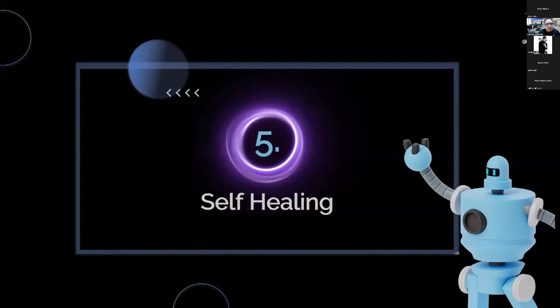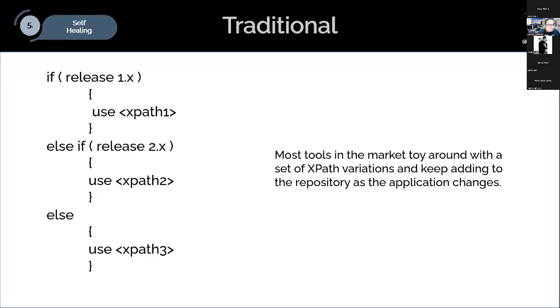Fifth one, which is very popular, is self-healing, right? And it's very much the need of the hour, because maintenance has always been a nightmare for us all the while, right? Now, traditionally, these methods of self-healing have been really very shallow, where we are using if-else logic. If release this, then use this XPath. If release this, then use this XPath. Or probably just pointing our object locators to a different source, depending on the release. But this is not how AI actually works, right?